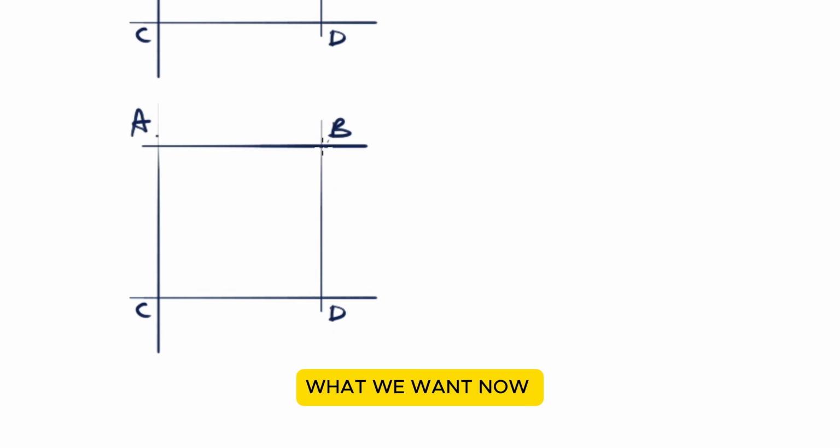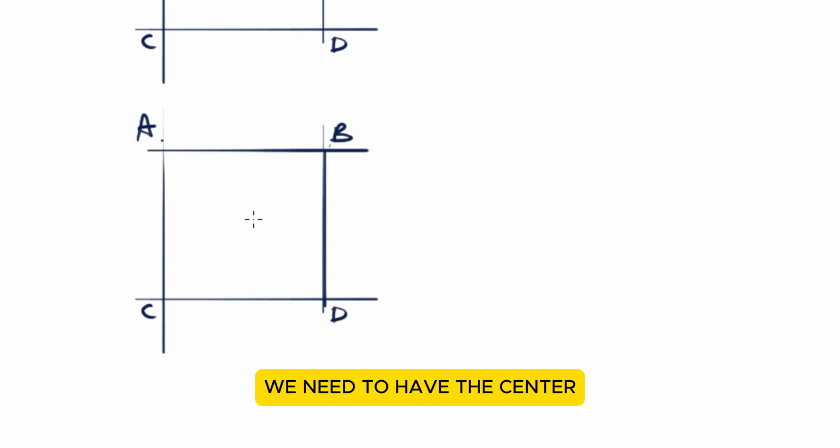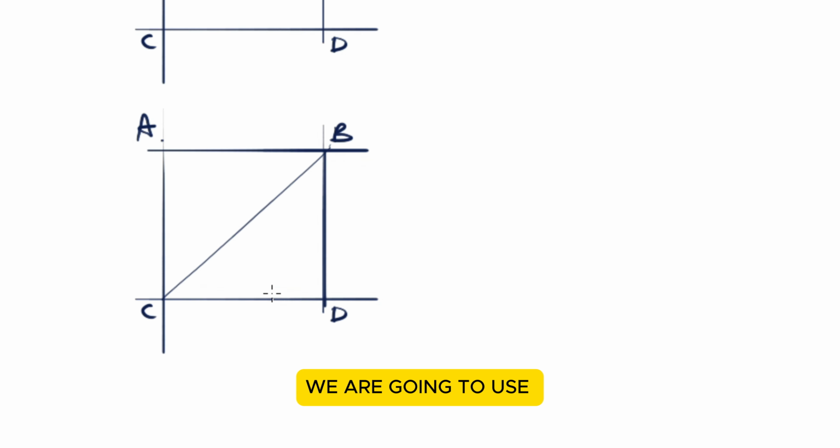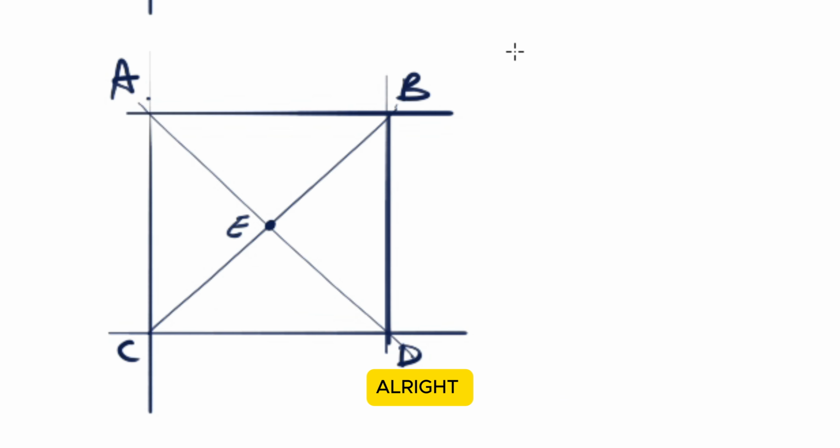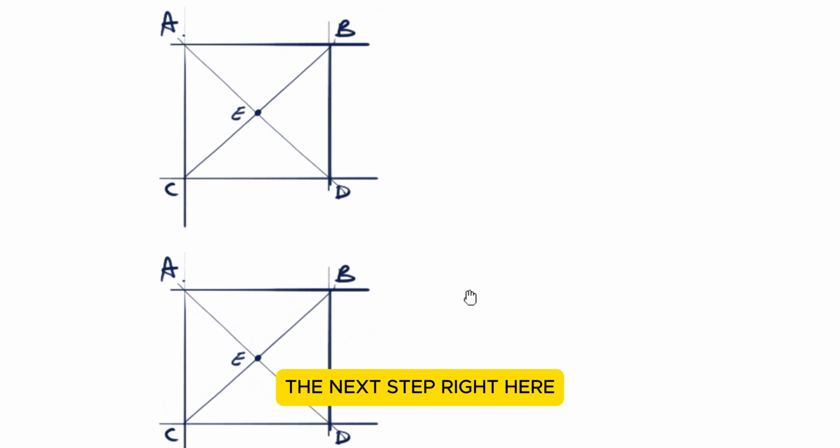So what we want now, we need to have the center. If we want to duplicate it, we are going to use simple geometry. Let's get the center right here. So we draw the diagonals. What is in the middle? The letter E for the center. All right. Let's go to the next step right here.